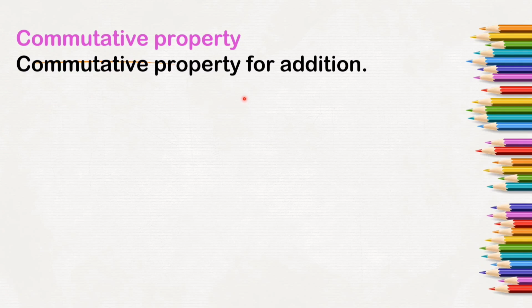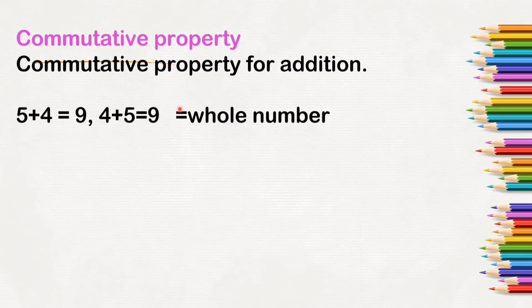Commutative property for addition. What is commutative property? It's a helpful rule to understand whether we can switch the order of the numbers, that is, rearrange the order of the numbers or not. Look at an example here. Commutative property for addition. In addition, 5 plus 4 is equal to 9 and 4 plus 5 is also equal to 9. However you rearrange the numbers, the answer will be the same, right?